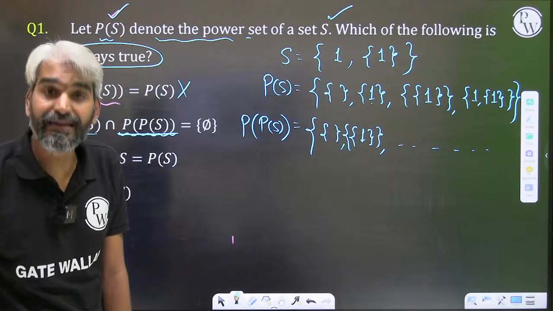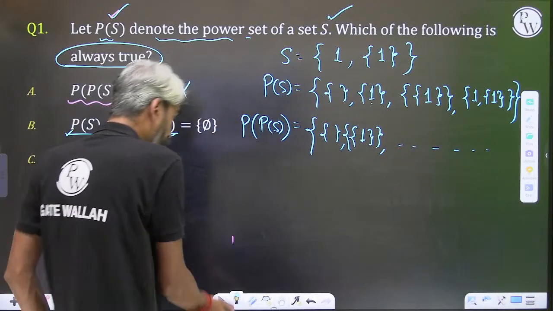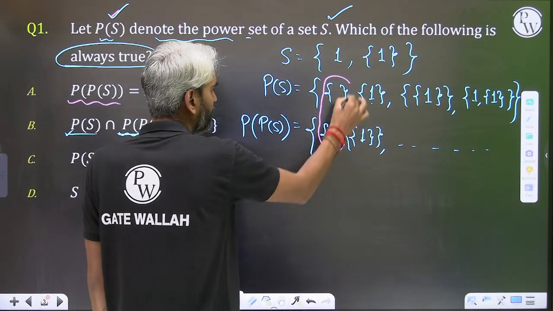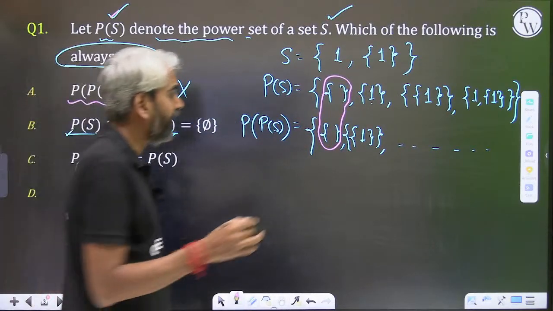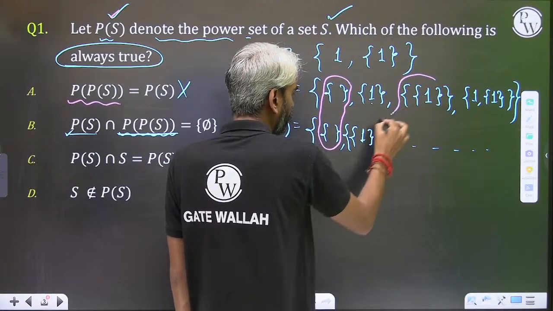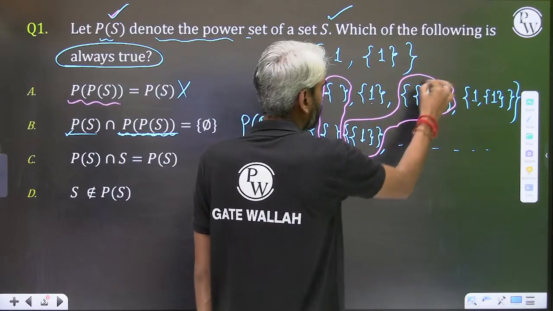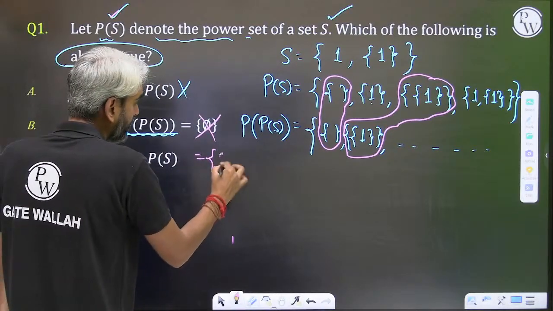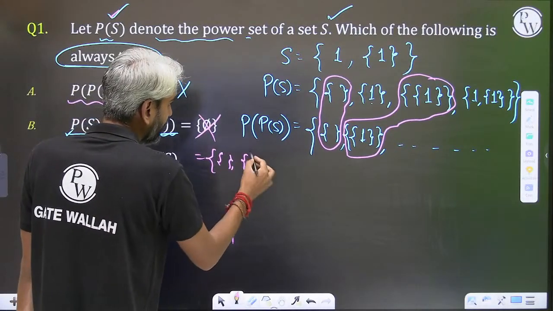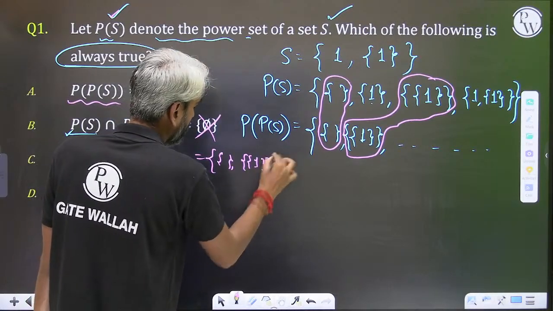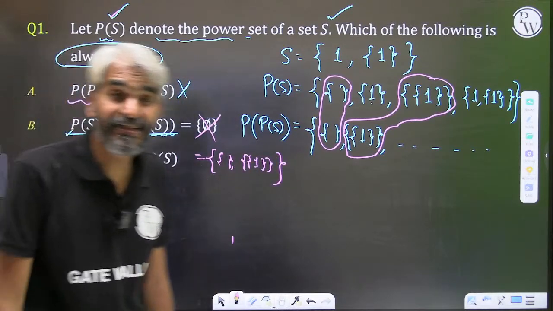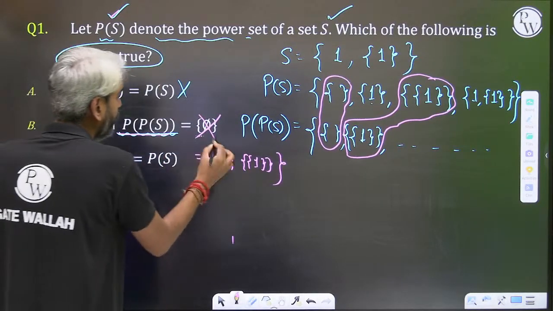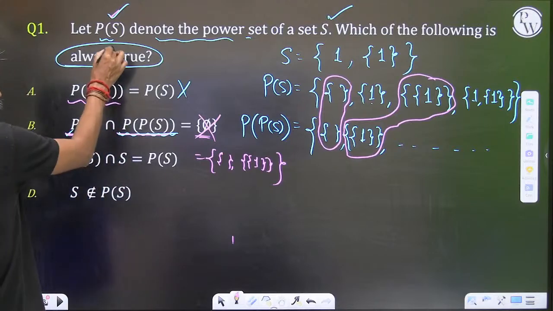Even if I write the other subsets, do you see one thing? Phi is present in power set of S as well as in the power set of S. Apart from that, this element is present in power set of S as well as in the power set of S. So when we take the intersection, it will not only be phi, but phi along with a set containing element 1. So got the idea that it is not necessary that the intersection of power set of S and power set of S will always be phi. So it says always true.